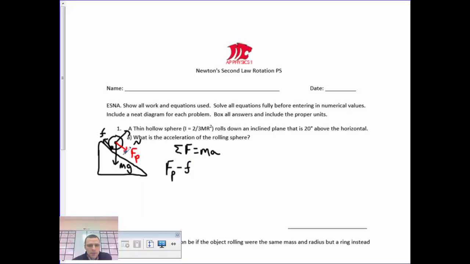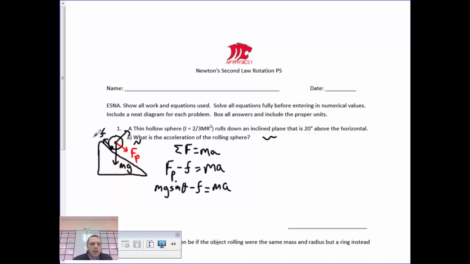minus F in opposite directions equals m times a. Fp is mg sine theta minus friction equals ma. Now the frictional force is a little bit challenging here because it's a static friction. And what we have to do to figure that out is we have to look to rotation of the object, to figure out that static friction.